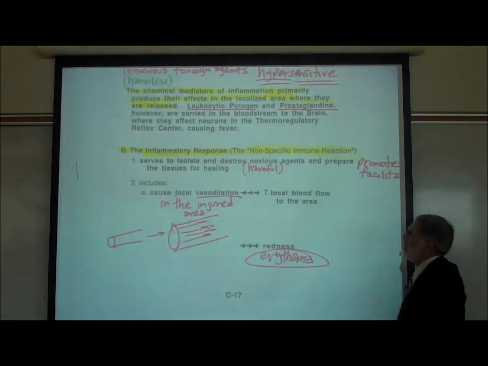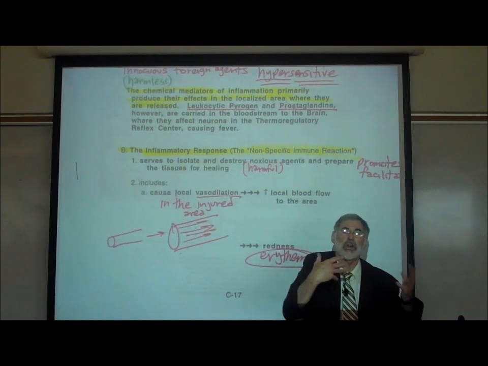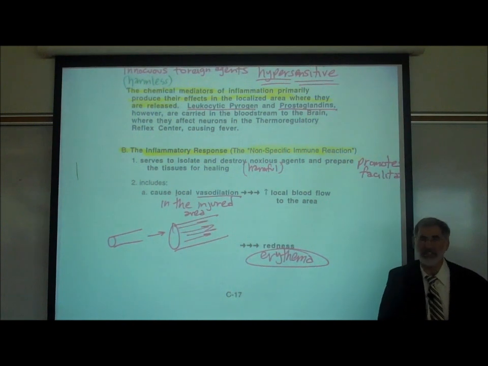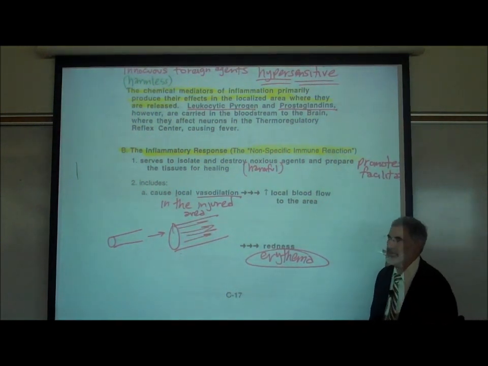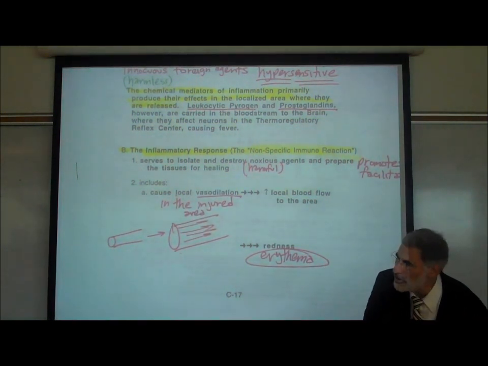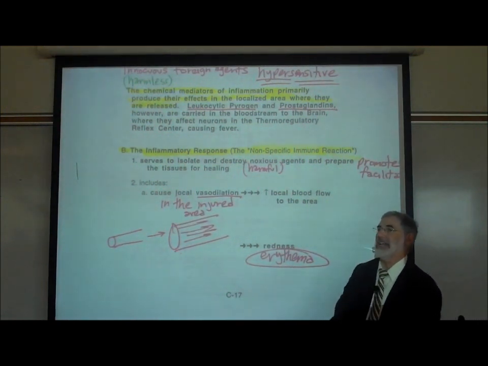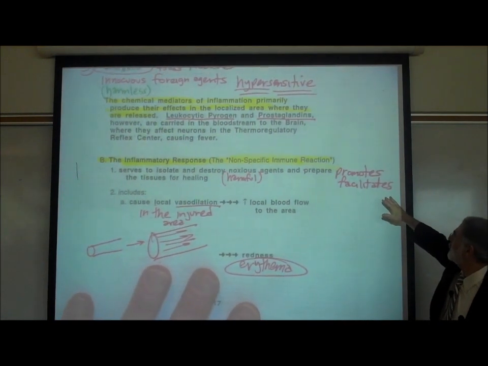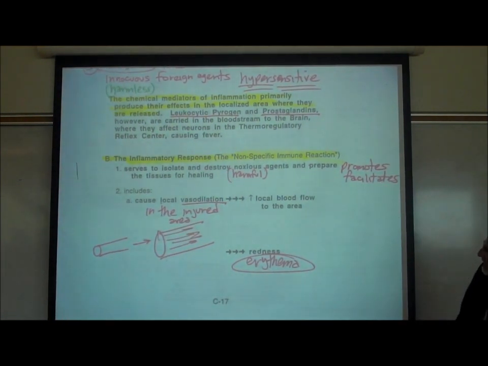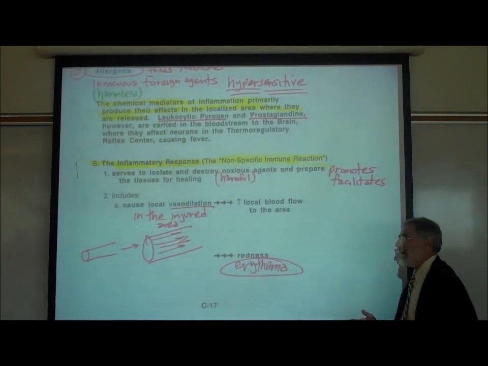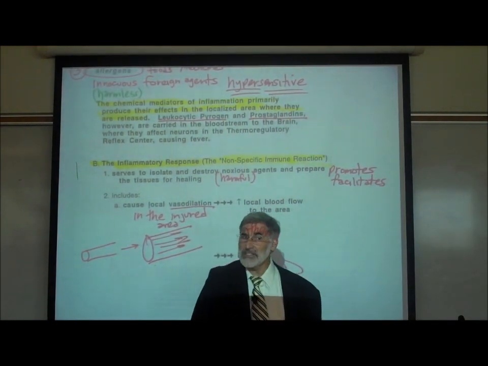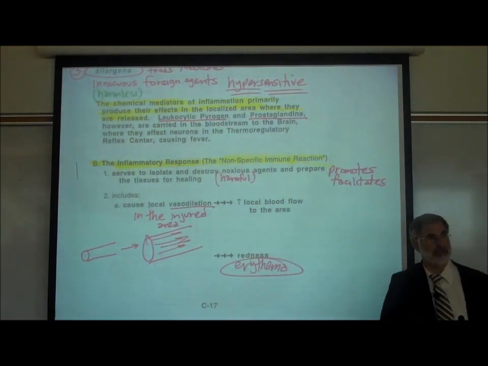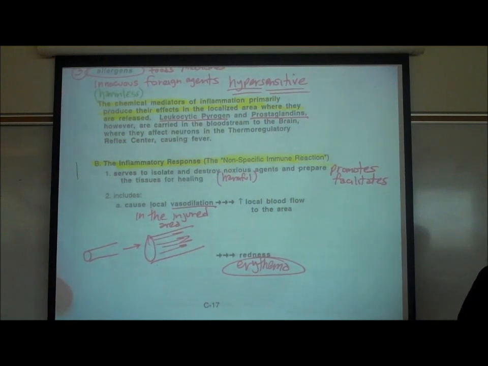The purpose of inflammation, the purpose of what these chemicals are causing to happen, is to isolate and destroy the noxious agents. Noxious means harmful. So the purpose is to isolate and destroy the bad guys, the viruses, the bacteria, and to prepare the tissues for healing, to promote or facilitate healing. So it's two steps. We want to destroy the bad guys, the pathogens, and we want to promote healing of the injured cells. That's what this response is about.